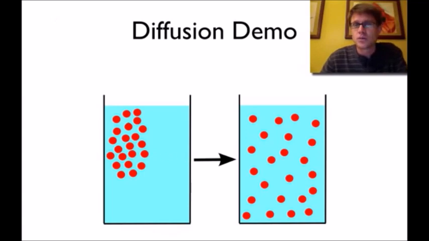Diffusion, remember, is the movement of molecules from an area of high concentration to low concentration just due to molecular motion. So if we put some food coloring in water, the food coloring is just going to move apart. And that's because the molecules are moving. And so it's going to move apart until the concentration throughout is going to be the same.